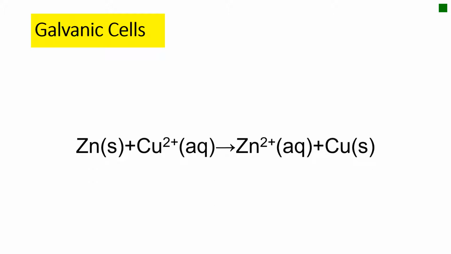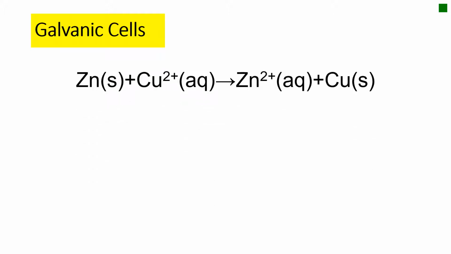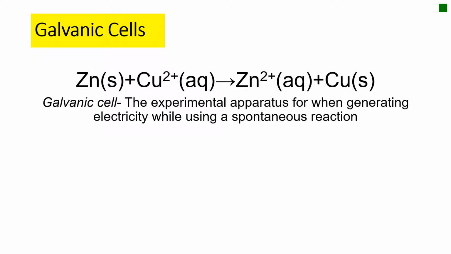Such situations can be visualized through this process, where zinc is the reducing agent, while copper is the oxidizing agent. So in this process, we can further explain what a galvanic cell is. A galvanic cell is the experimental apparatus for generating electricity using a spontaneous reaction. It is also known as a voltaic cell.